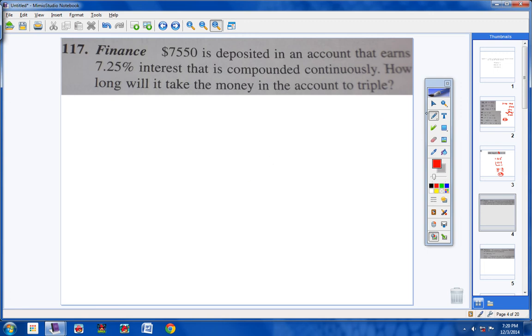Okay, 117. First of all, students, notice that we are dealing with compounding continuously. So my formula is this right here, number 2. This is my beginning amount right here, and here's my interest rate. Notice we're looking for time. How long will it take the money to triple? So this is very simple, guys. My starting amount is this. I'm going to take that and I'm going to triple it real quick over here off to the side.